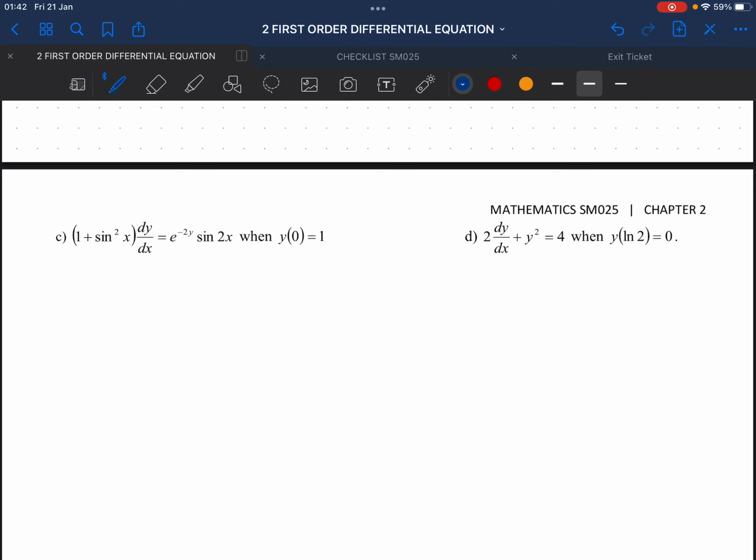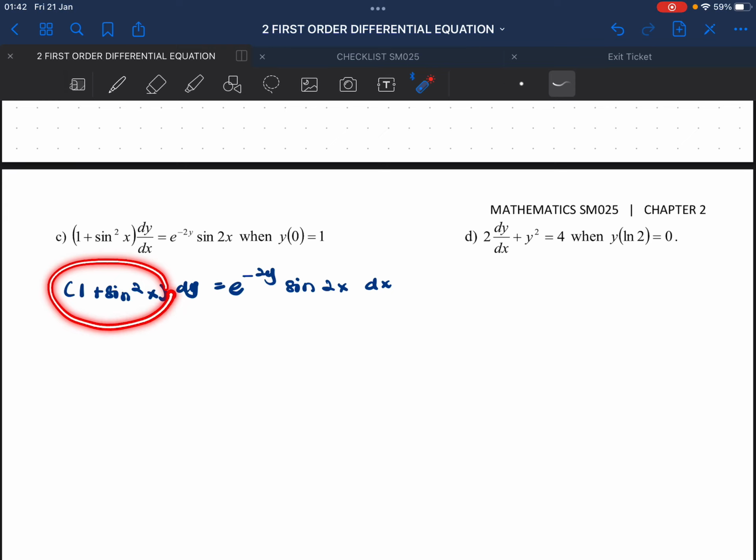When x equals 0, y equals 1. So first, as I said, move the denominator to the other side. Okay, so we have (1 plus sine square x) dy equals e negative 2y sine 2x dx. So it's easier for you to separate those x and y. So here's x, one expression. Don't expand, you don't need to do anything.